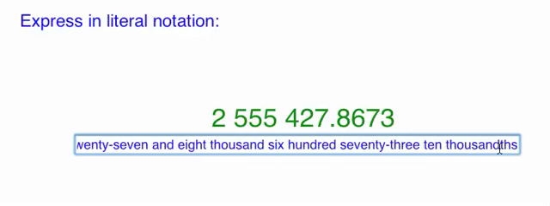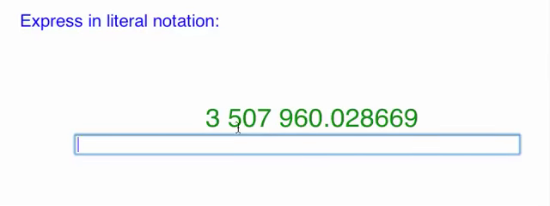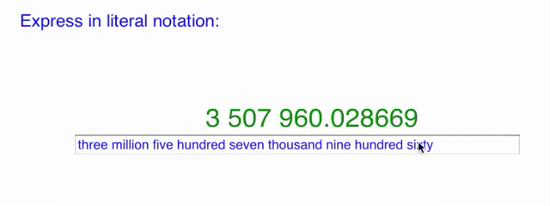Okay, let's just check it, see if it's right. And apparently it is. Let's do one more example. This is 3,507,960. Let me write that. Okay, then we read the decimal point as "and".